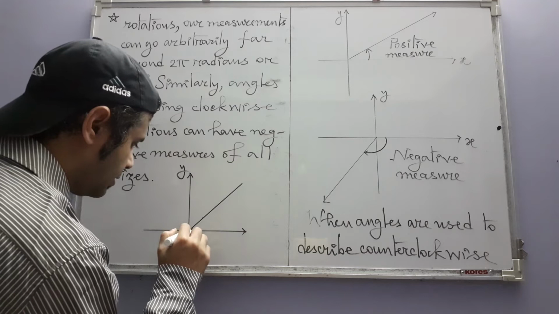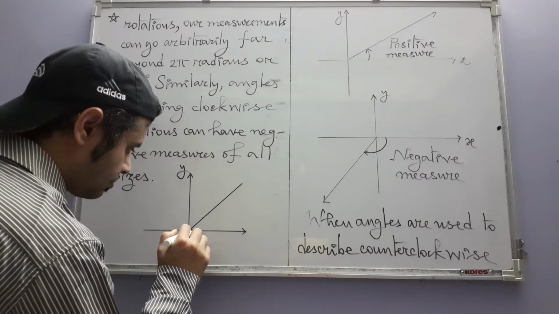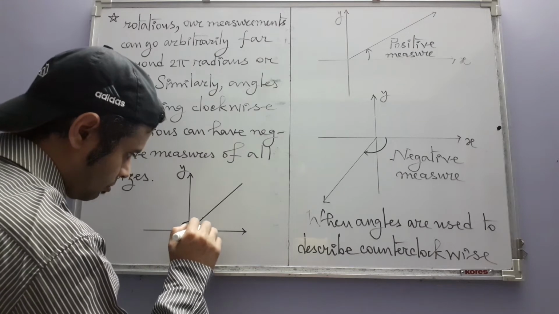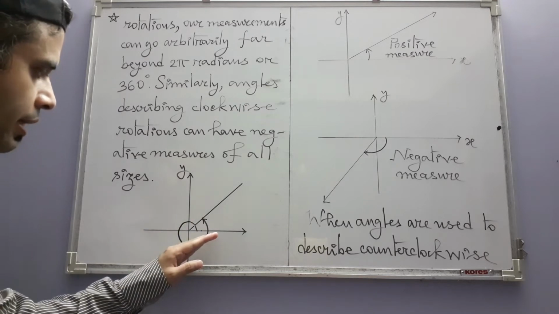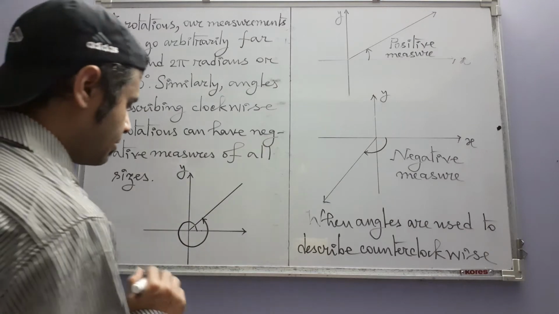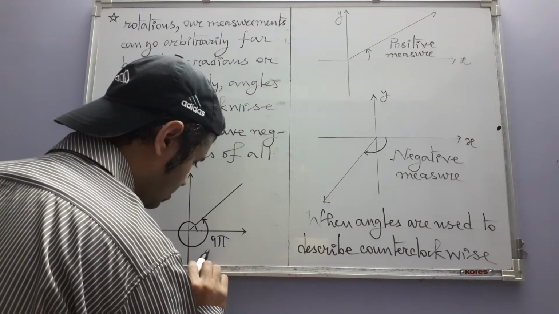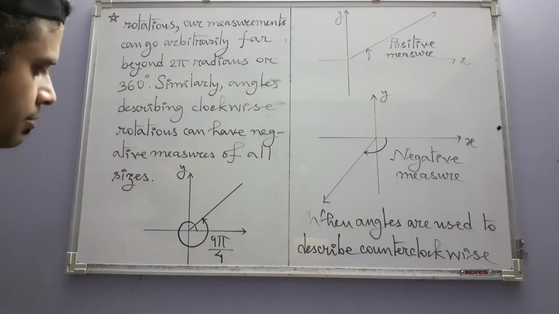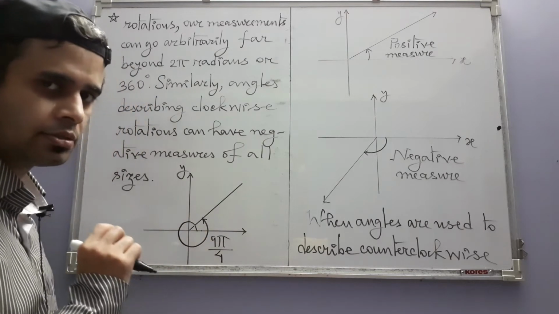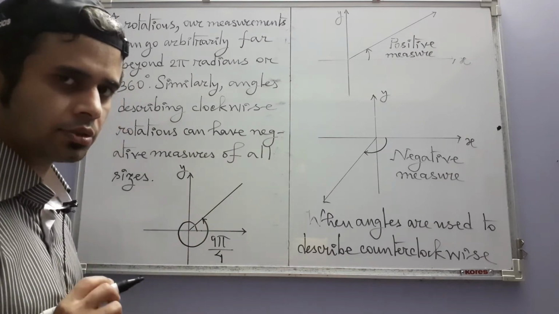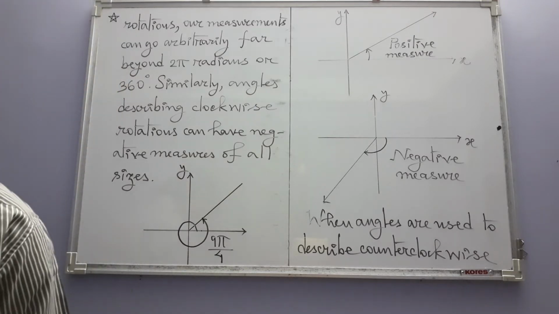Here we have, of course, the initial line, the initial ray. The rotation that we have is like this. It starts from here, comes back, and then some, and this corresponds to an angle of 9 pi divided by 4 radians. Why? Because starting from this, once you have one complete revolution, that is 2 pi radians plus pi divided by 4. So 2 pi plus pi divided by 4 is 9 pi divided by 4 radians. Like that, we have other large angles also.